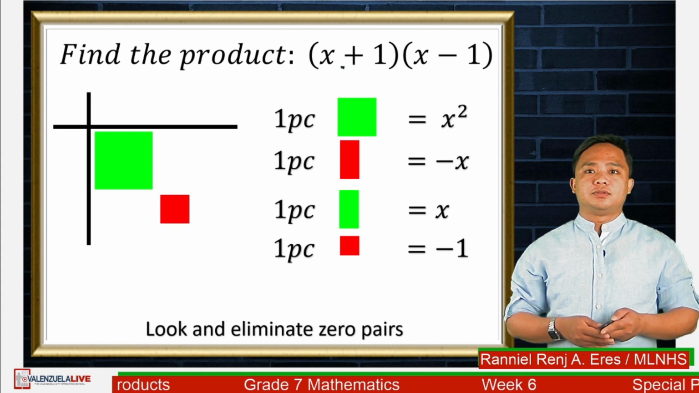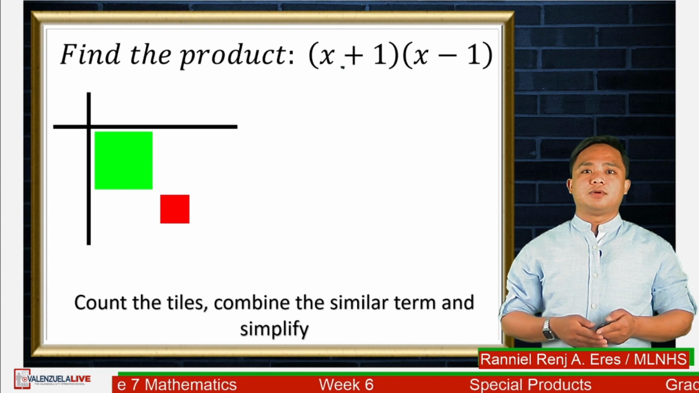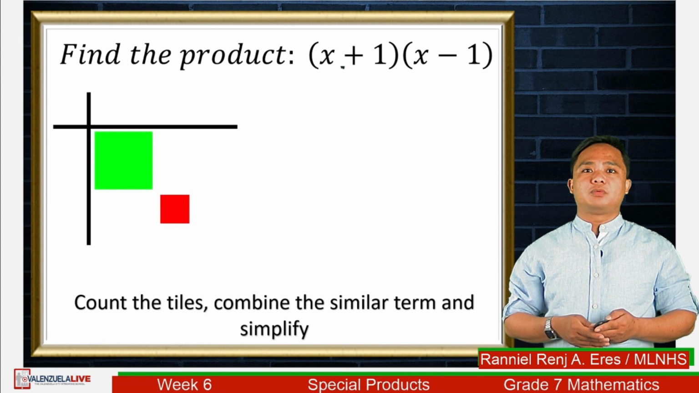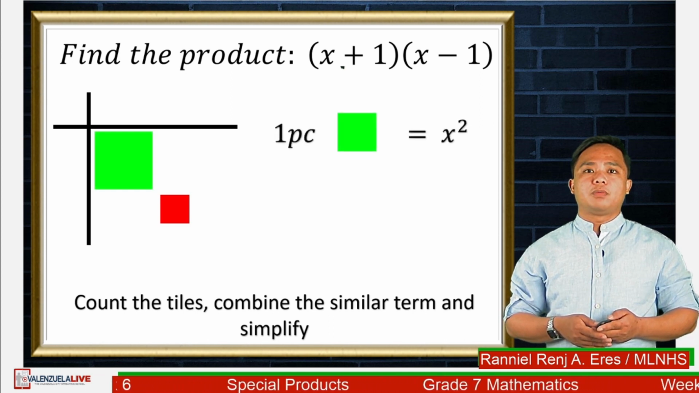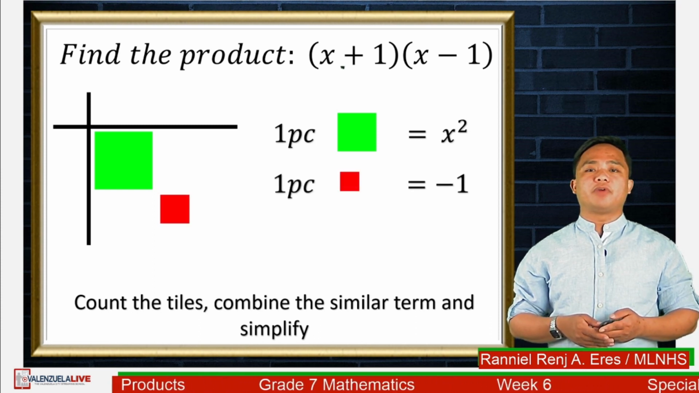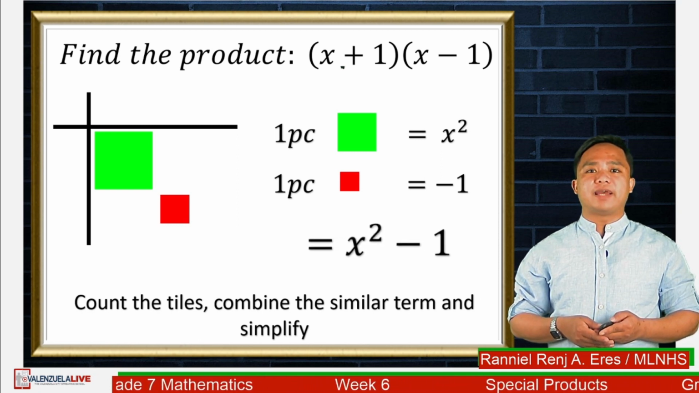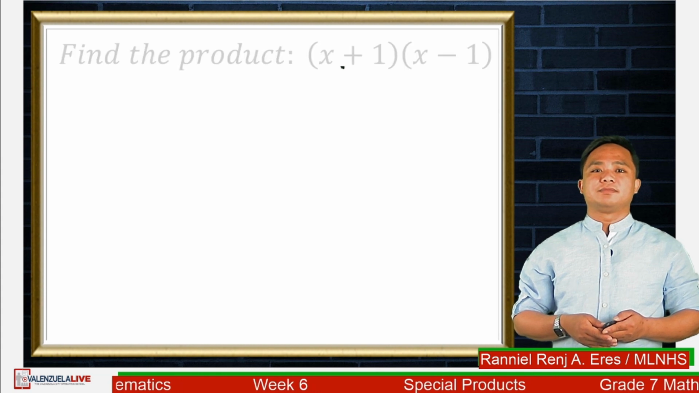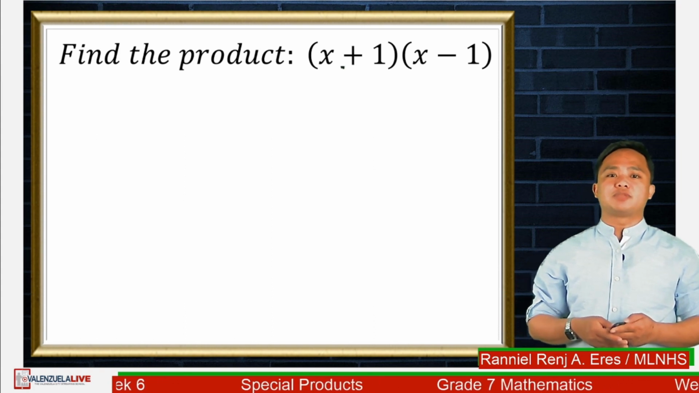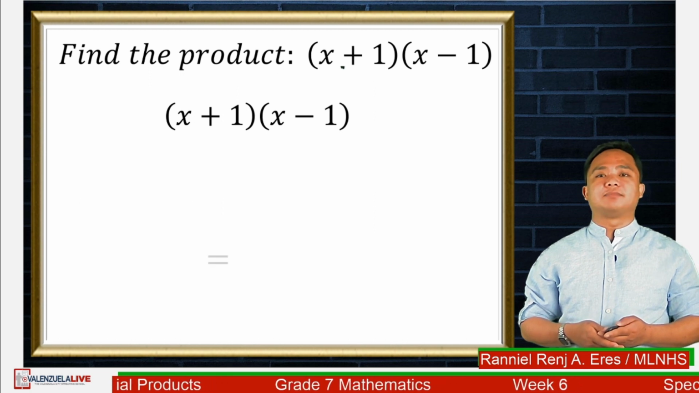So as a result, we will now count the tiles that we have. We have one piece of green big square, which is x squared, and one piece of red small square, which is -1. So our final answer is x squared minus 1. Let's multiply again x plus 1 times x minus 1 in a different way. We have to use the FOIL method this time.